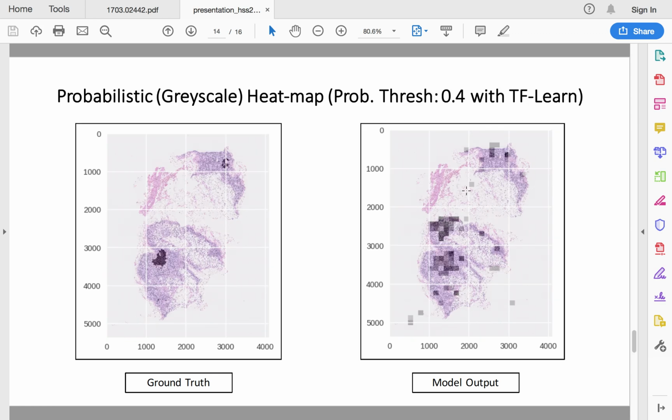But as can be seen further in the probabilistic or the grayscale heat map, the actual tumor containing regions are labeled darker, with the false positives labeled lighter, which implies that the model is less confident of these regions containing tumor, which is good, and the model is highly confident of the actual regions containing tumor, as they are in the ground truth. So this is the final output of the transfer learning based model.